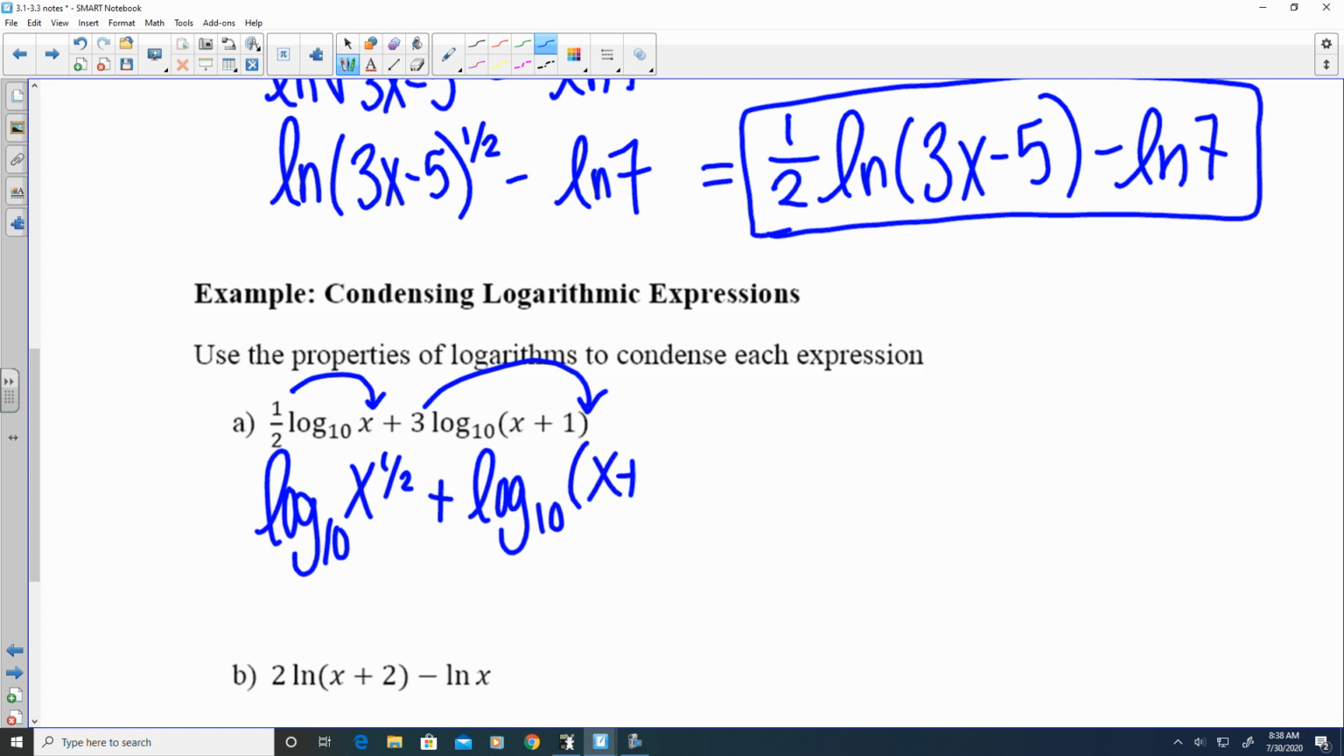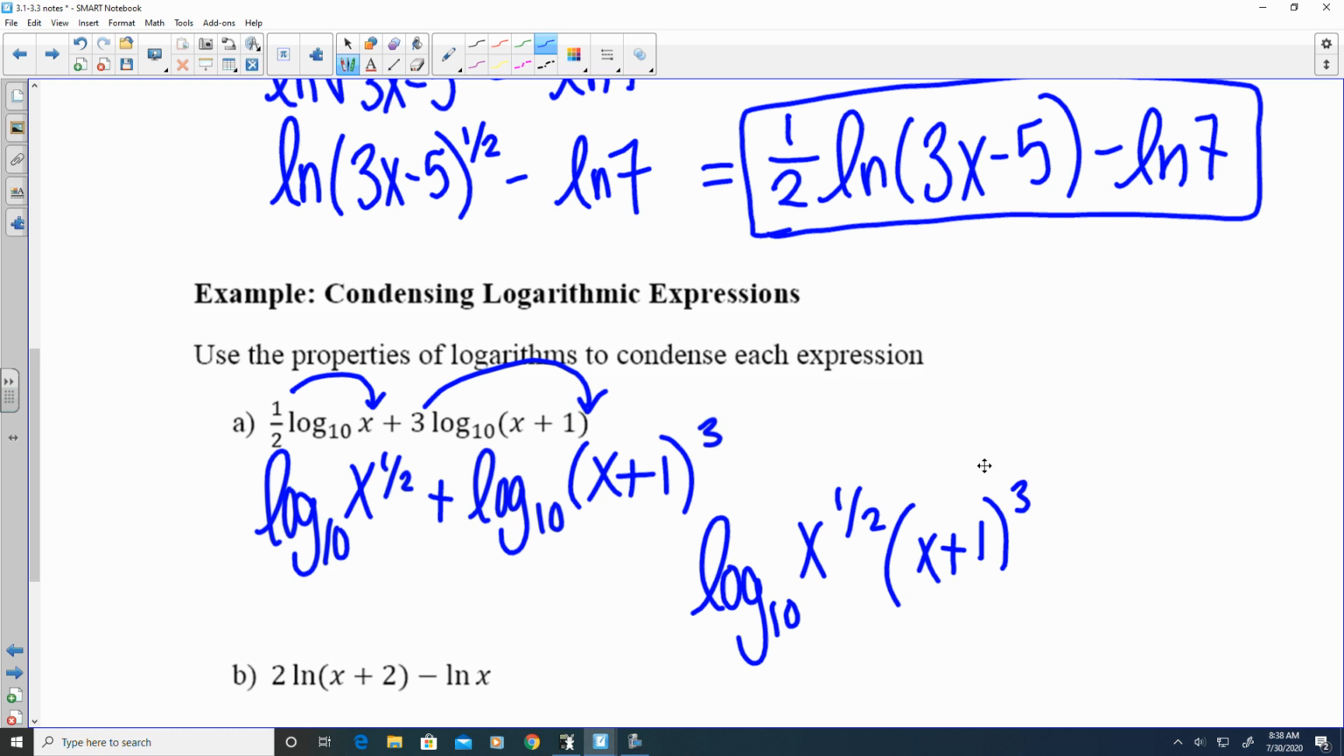All right, and now that I have the exponents taken care of, I see that there's an addition between them, and addition would have been expanded if those two terms were multiplied together. So the last thing I'm going to do here is squish them together in multiplication. So x to the 1/2, or you can write that as a square root of x if you prefer, times x plus 1 to the third.